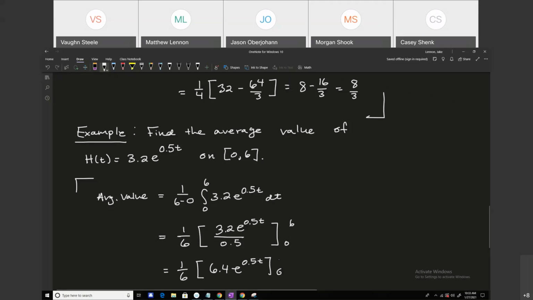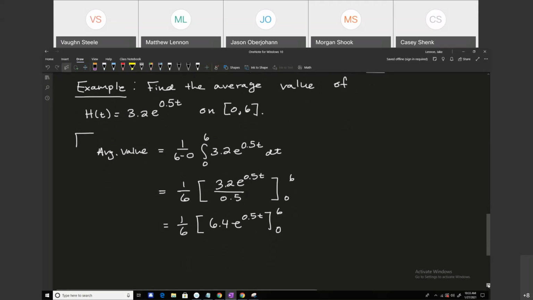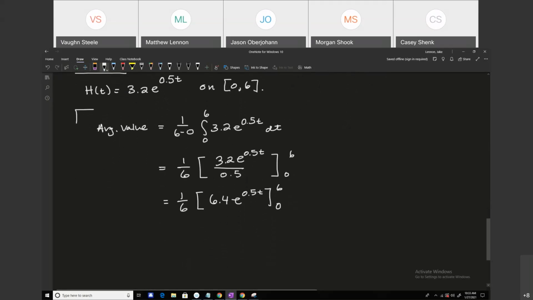And then we just plug in both those numbers and subtract them. And when you plug in 0, it's just going to be the 6.4. So plugging both these into your calculator and subtracting, you should end up with about 20.36.